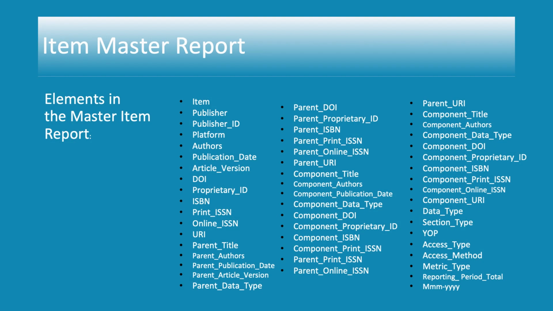An IR contains so much detail that it is not possible to show an example report here. The column headings associated with an IR cover the item itself, its parent, and its component parts, and appear in the IR in the order shown here.